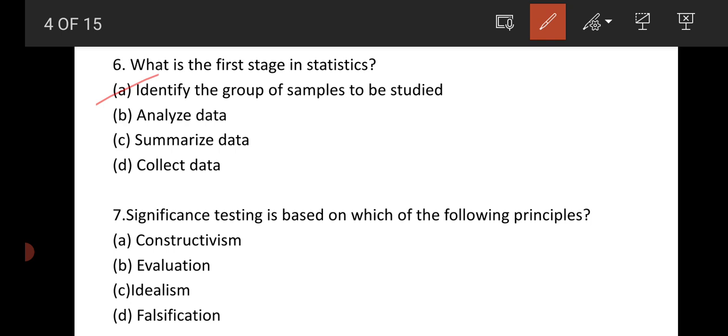Next question, significance test is based on which of the following principles? In case of a significance test, we are using hypotheses like the null hypothesis and the alternate hypothesis. If the null hypothesis is rejected, then we will say there is a significant effect of other variables on this experiment. So we are going to falsify the statement of the hypothesis. So the principle is falsification.